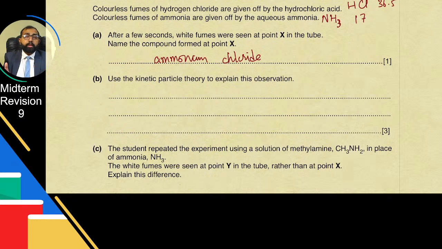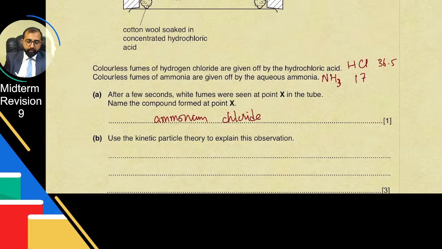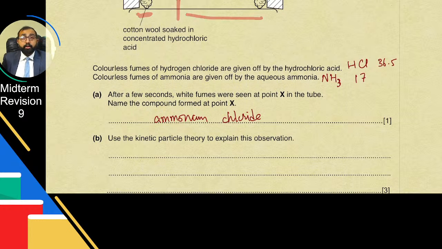पहली बात है white fumes क्यों बनेंगे? Because ammonia and HCl are going to react together when they collide. और X पे क्यों बनेंगे, ये क्वेश्चन है. ठीक है. So इस क्वेश्चन को हम answer इस तरह से कर सकते हैं that over here X is very close to the side of HCl and really far away from the side of ammonia, which shows that ammonia moves much faster than HCl.